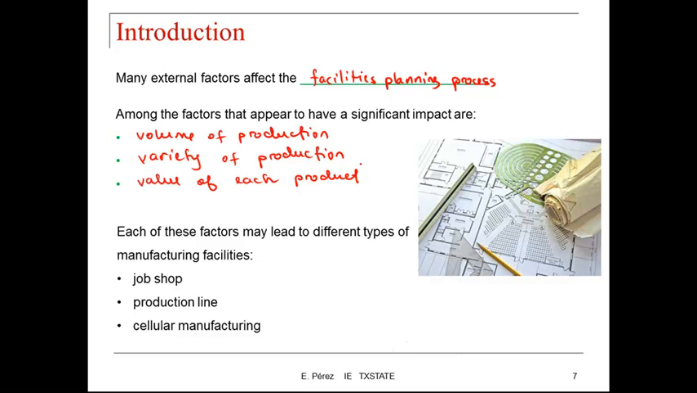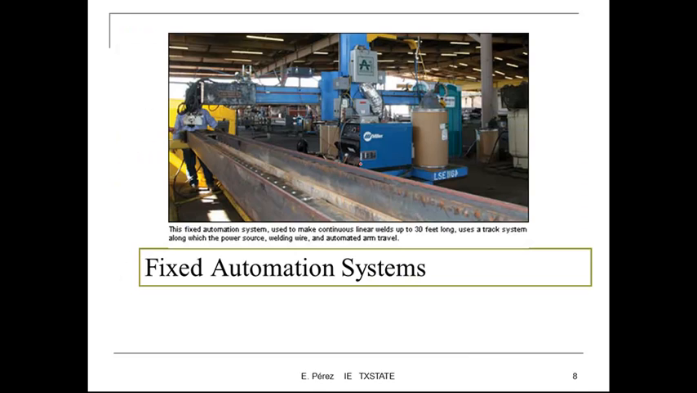For instance, you can have a production line, cellular manufacturing, or a job shop. So now we know that the type of manufacturing system that you have will affect not only the manufacturing system, but other things will affect the facility planning for your department or facility. Now let's differentiate between different types of manufacturing systems. So we're going to start talking about a fixed automation system.